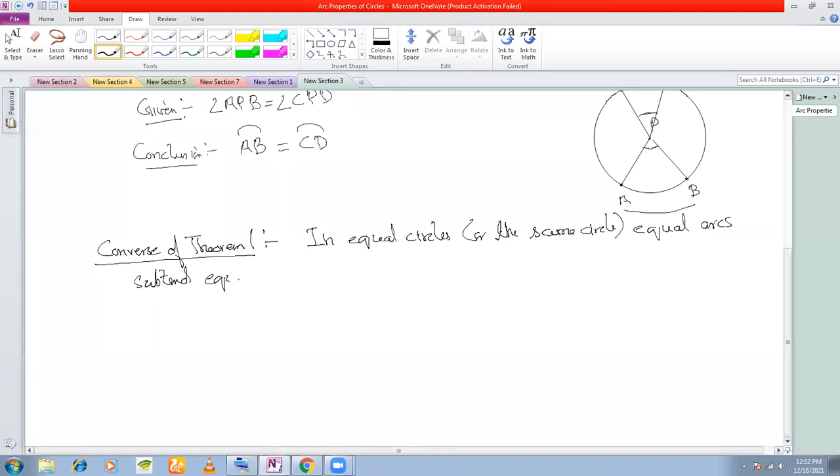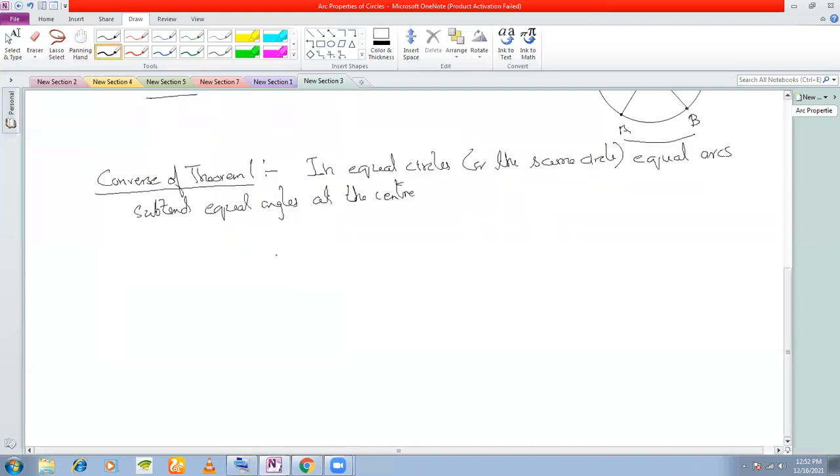This is a very important theorem. Problems are mainly based on this theorem. Equal arcs subtend equal angles at the center. Now, what does this mean? Let us consider two different circles, two circles which are equal, two congruent circles. Let us call this P1 and this P2. And let us take an arc AB here.